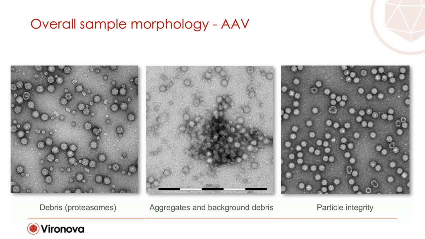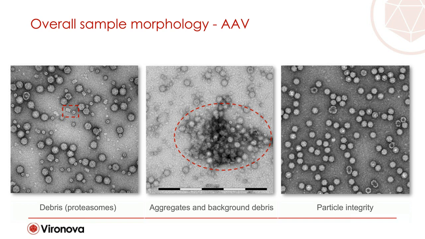We can, however, see one unwanted structure, which is the proteasome. So maybe here you would like to add one more purification step. In the middle, you have an AAV sample with much higher background debris. You can find the proteasome also here, as well as large aggregates around 500 nanometer. And on the right-hand side, you have a really nice looking AAV sample.